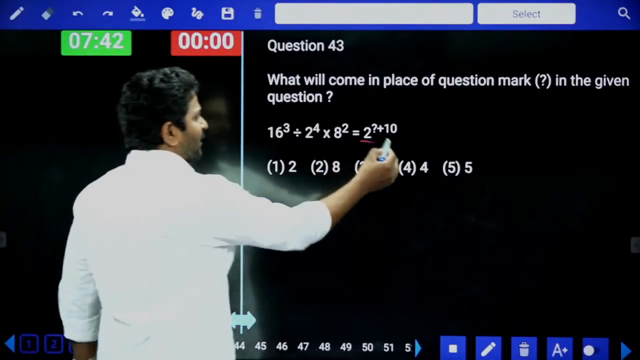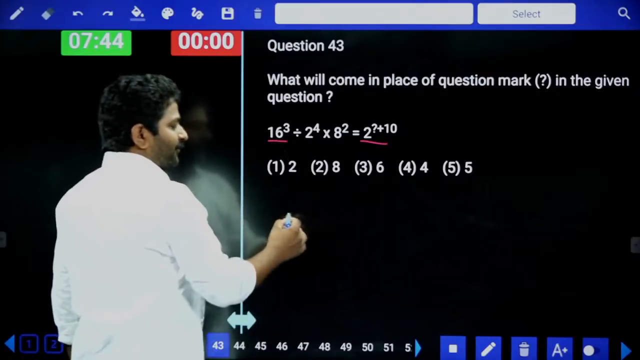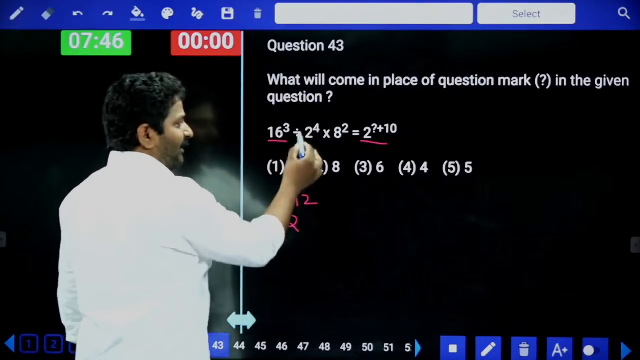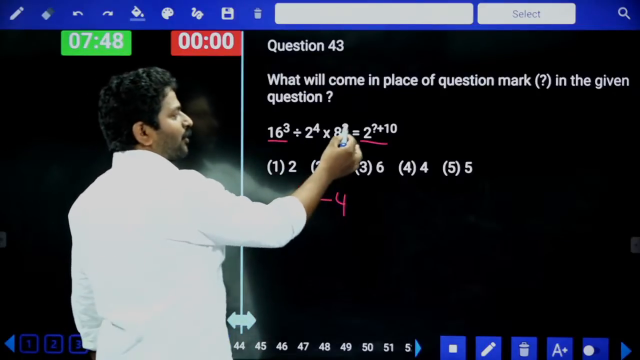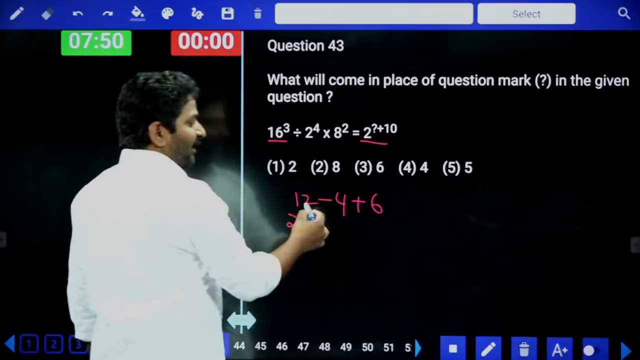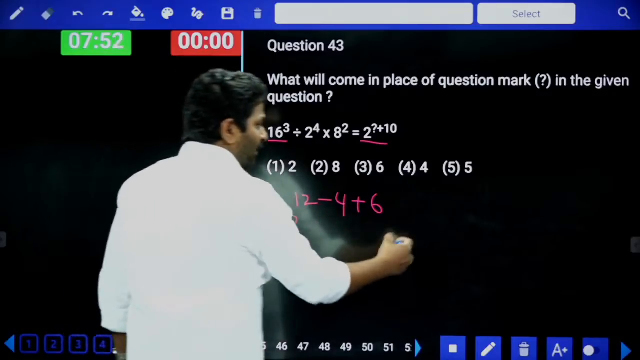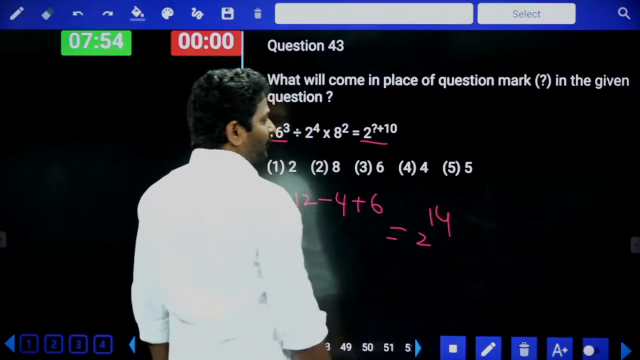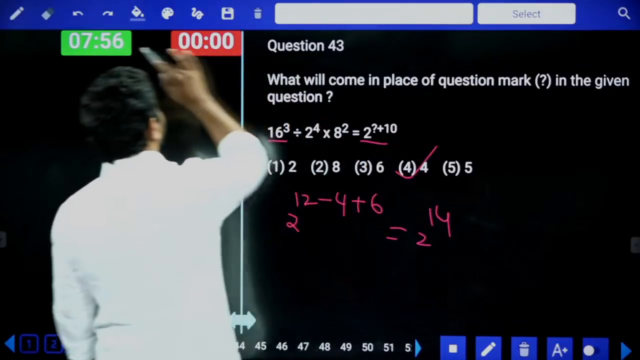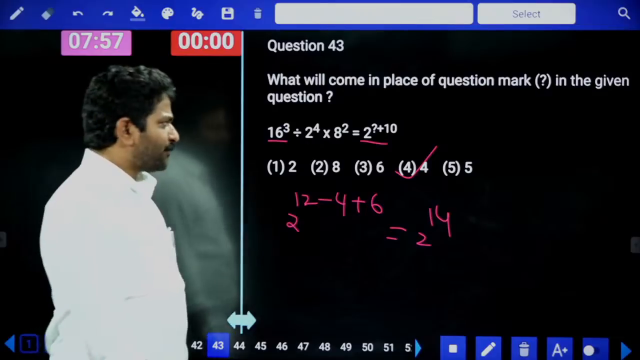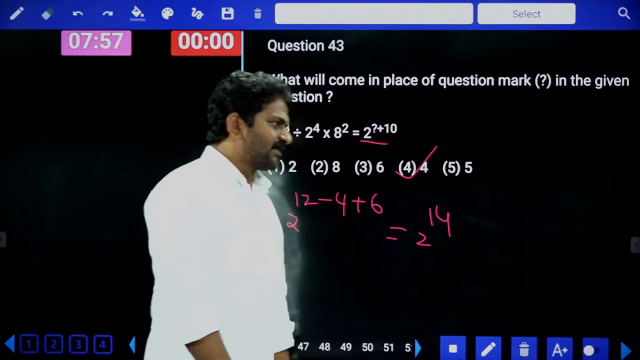Yes, 2 to the power of something. 2 power 4 to the power of 3, that is 2 power 12 divided by, so minus 2 cube to the power of 2, that is plus 6. 18 minus 4, that is equal to 2 to the power of 14. 10 plus 4 is equal to 14. Hence, fourth option 4 is our final answer.